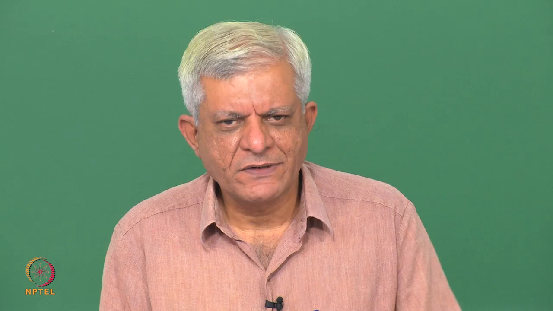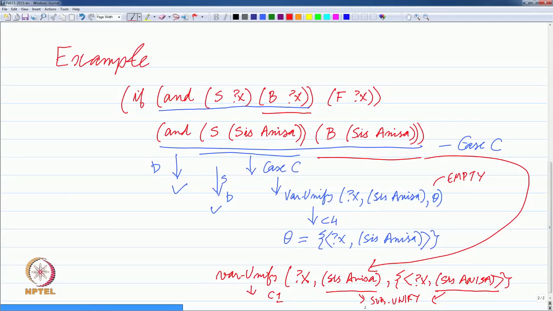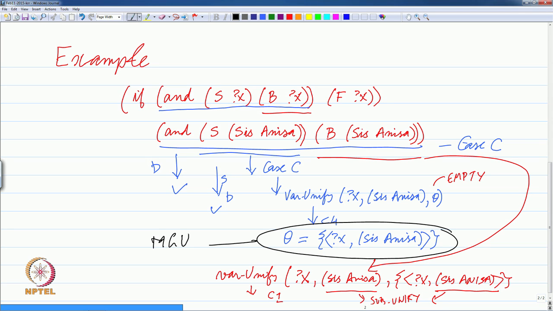So, maybe you should just work out this problem and see, you will see that yes, indeed we will find a match, and the unifier that we will find is essentially this. This is the MGU for both these patterns, and then we can infer that sister of ANISA is a female essentially.